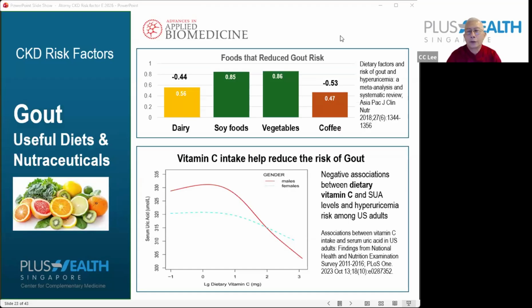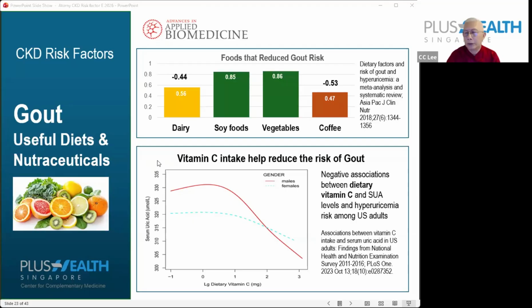What are the foods that are useful for people who suffer from gout? Beneficial. You can see from here that foods that can reduce gout risk are dairy, right? In fact, dairy can reduce the gout risk by a lot, and coffee also quite significantly, compared with soy food and vegetables. So although we say that, okay, you take a vegetable diet, it helps to reduce the gout, in terms of specific types of food itself, coffee as a drink turned out to be a more effective beverage in helping to reduce gout, as well as dairy product itself.